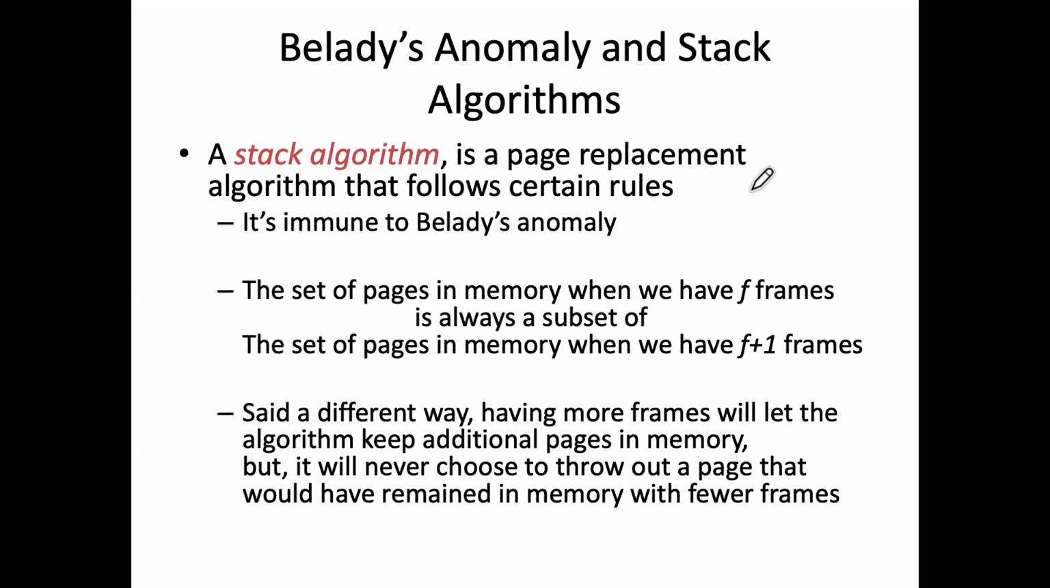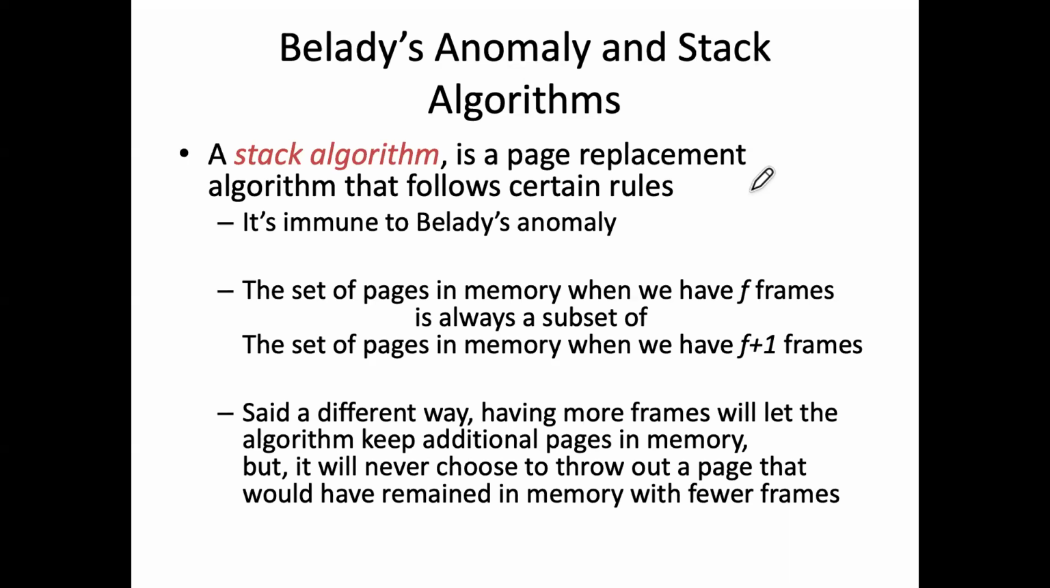The stuff you would have in memory with F frames available will always be a subset of what you would have with F+1 frames. Down at the bottom, I try to say the same thing, maybe more informally. Having an extra frame will let you keep something additional in memory, but it won't cause you to throw out something that you would have had in memory if you had fewer frames. And as long as your page replacement algorithm follows that rule, it can't exhibit Belady's anomaly.